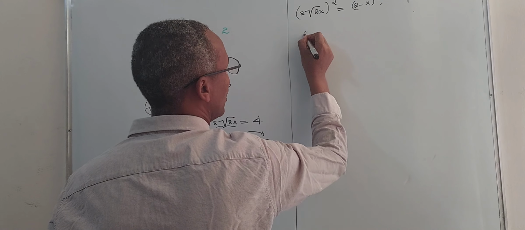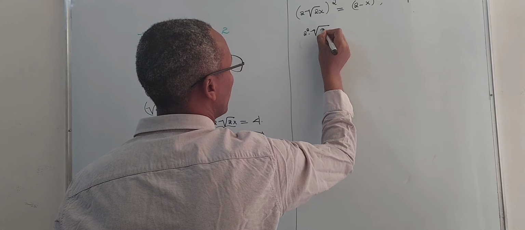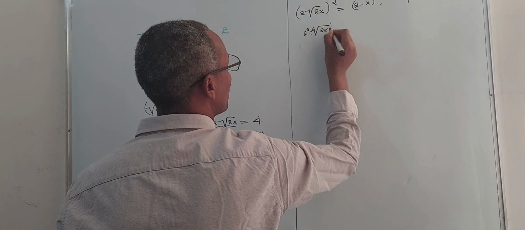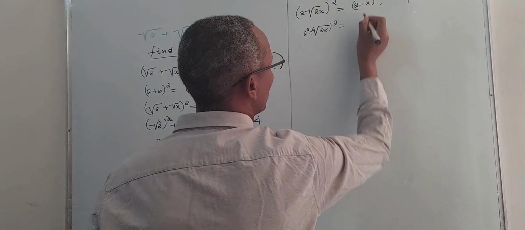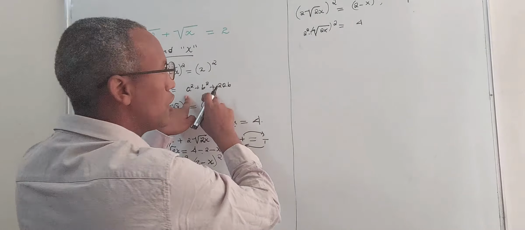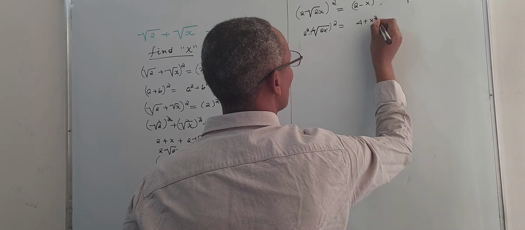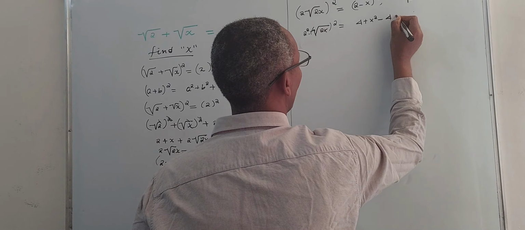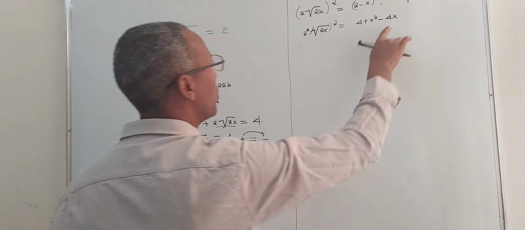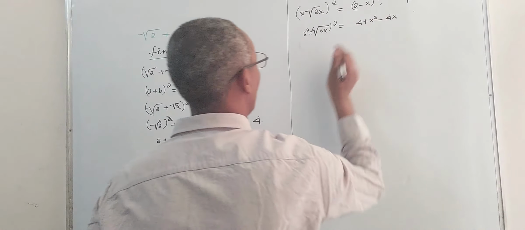So what you can do is 2 square multiplied with square root of 2x the whole square is equal to, you will get 4 times 2x. Basically, you can use this relationship: 4 plus x squared minus 4x. Like I said, you can use this relationship to find this.